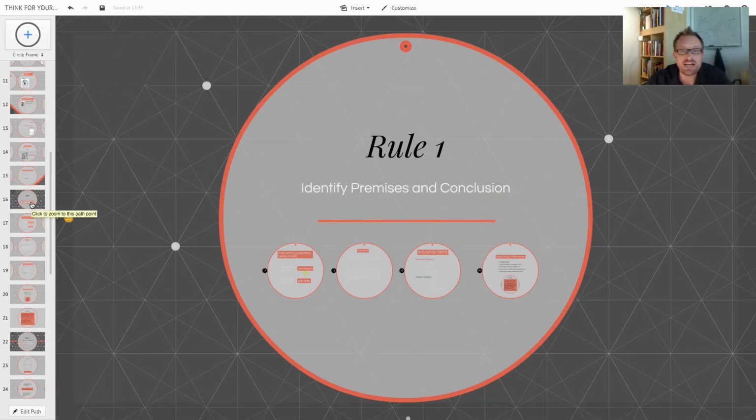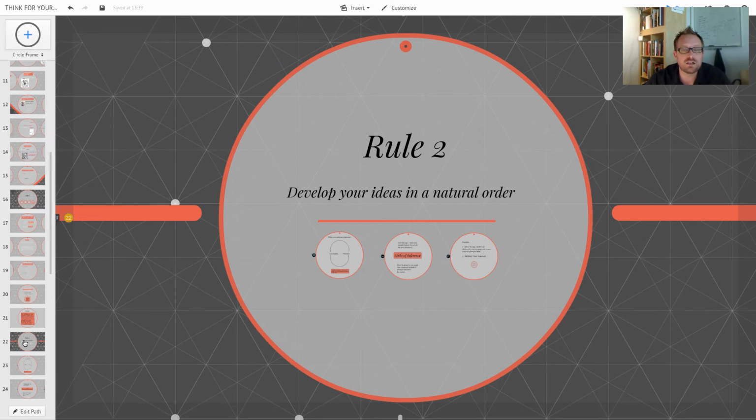Just a quick reminder, last time we just looked at the first rule, which is basically identify premises and conclusions. In that video, we also talked a lot about what critical thinking means in a number of different ways. What we're going to be doing over the course of this semester is slowly building on by using these sort of short rules for thinking. The idea here is that if you're able to actually do these rules, you should end up as a pretty rigorous thinker. In this video, we're taking a look at rule number 2, developing your ideas in a natural order.